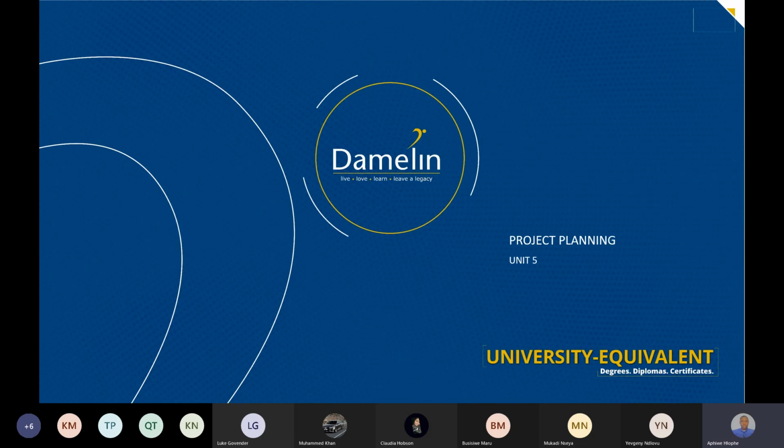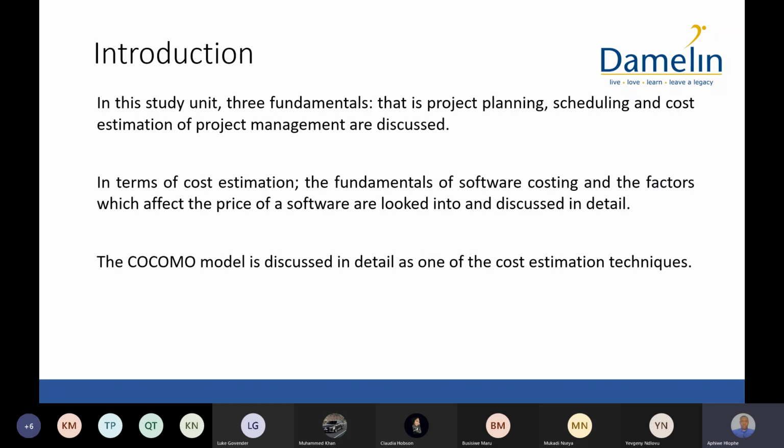Okay, so we are on Unit 5, and the topic is project planning. So in this study unit, three fundamentals, that is project planning, schedule, and cost estimation of project management are discussed. In terms of cost estimation, the fundamentals of software costing and the factors which affect the price of a software are looked into and discussed in detail. And then we also talk about the COCOMO model, which stands for constructive cost modeling. Okay, it's a model for estimating the cost of software.